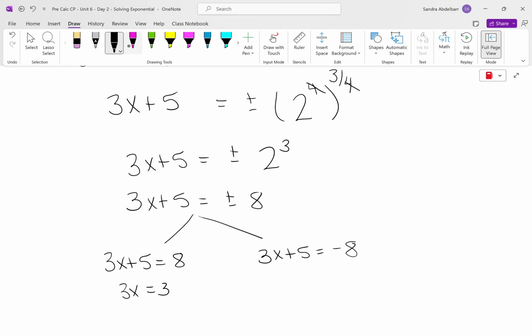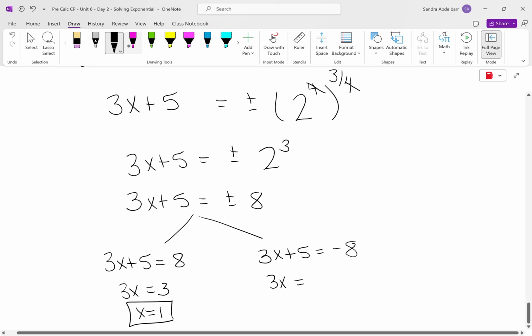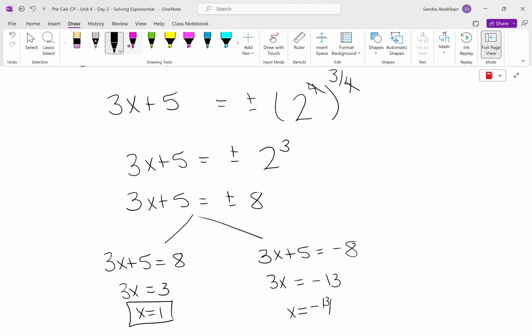All right, we're now going to make two different equations. 3x plus 5 equals positive 8, and 3x plus 5 equals negative 8. 3x equals 3, so x equals 1. Here, 3x equals negative 13, so x is equal to negative 13/3. How many people got that? Good job. Okay, we're done.